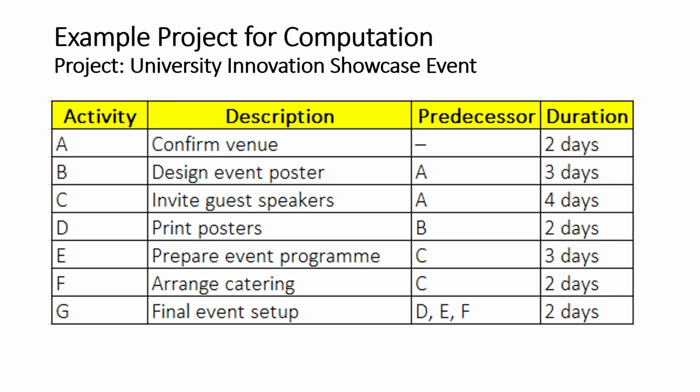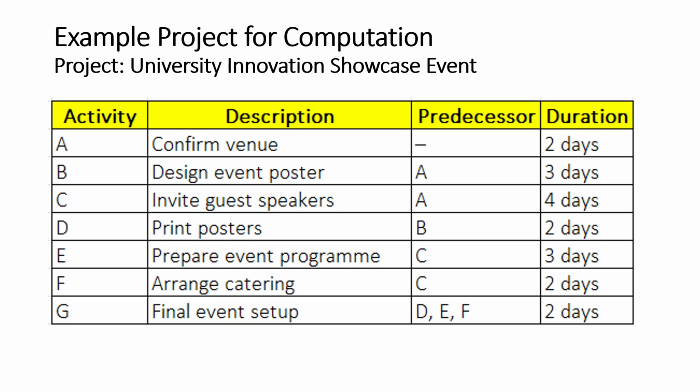For this example, we will use a project called University Innovation Showcase Event. The project has 7 activities. Activity A is to confirm the venue and takes 2 days. Activity B is to design the event poster and depends on activity A. It takes 3 days. Activity C is to invite guest speakers and also depends on activity A.